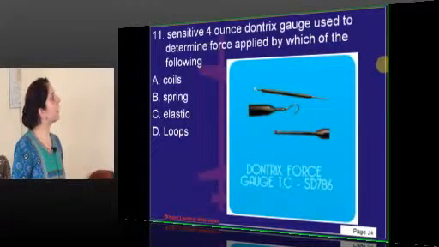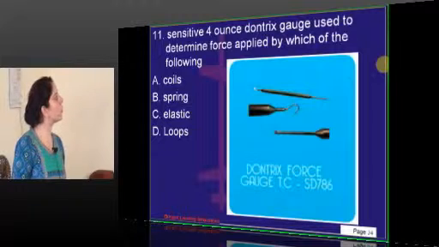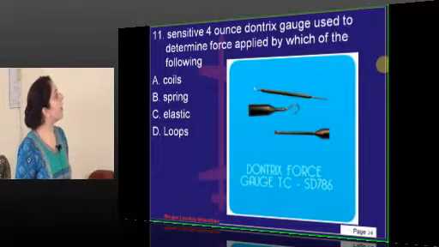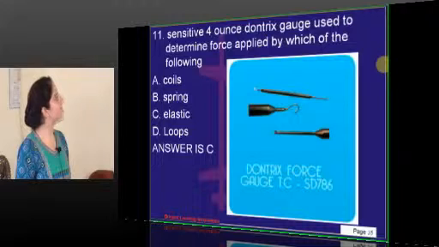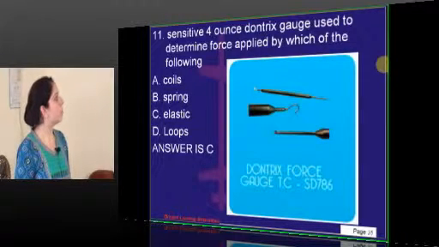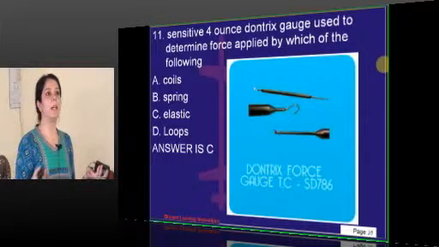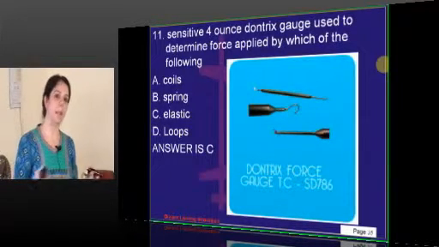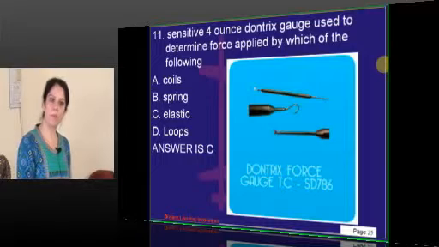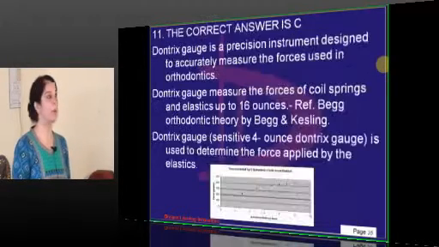Next is, the sensitive 4-ounce Dontrix gauge is used to determine force applied by which of the following methods? The answer is an elastic. Now, the Dontrix gauge is a gauge which is used to determine the amount of force that is applied either within the mouth of the patient or on any kind of orthodontic appliance.